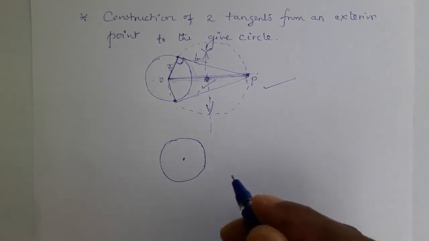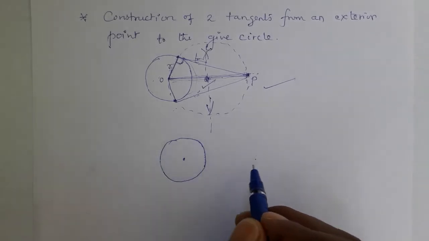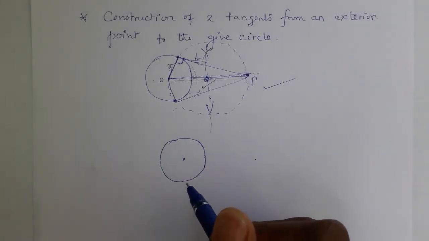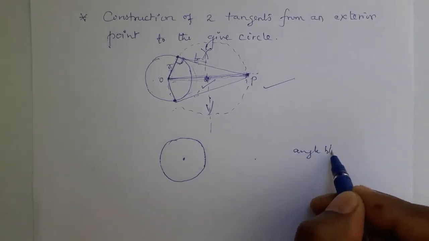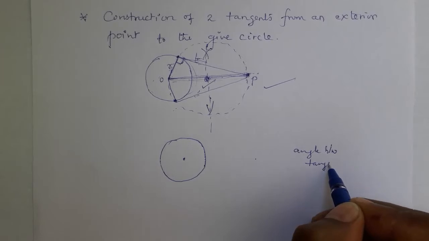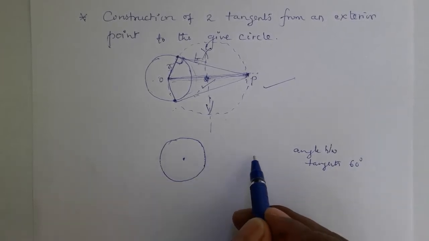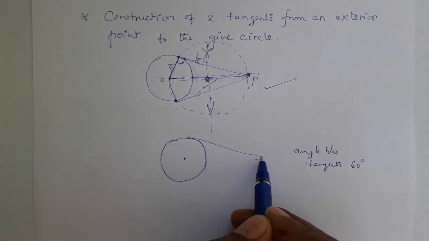One more construction of two tangents: a circle with radius 3 or 4 centimeters is given, and one more exterior point. From that exterior point you have to draw two tangents, but the exterior point position is not given. They have given one clue: the angle between the tangents is 60 degrees. So what do we have to do? We draw a rough diagram first.